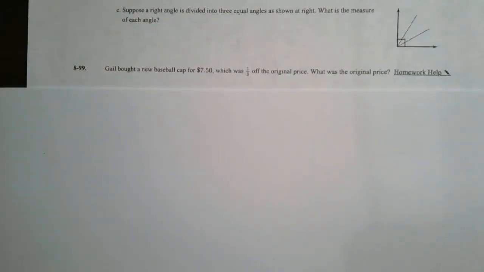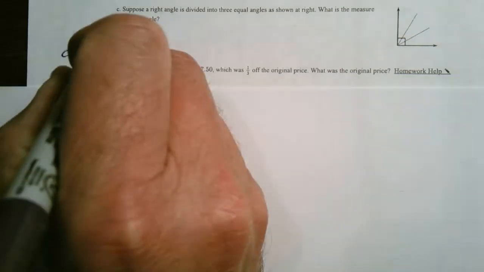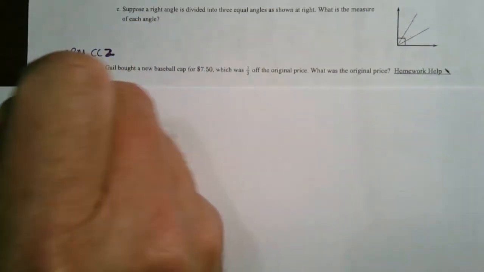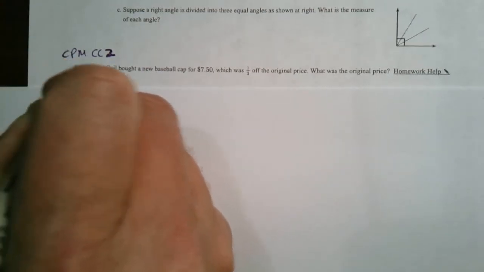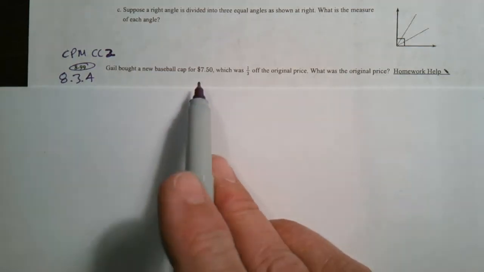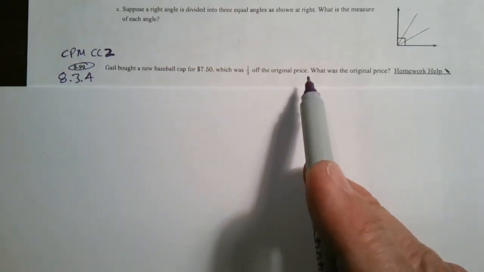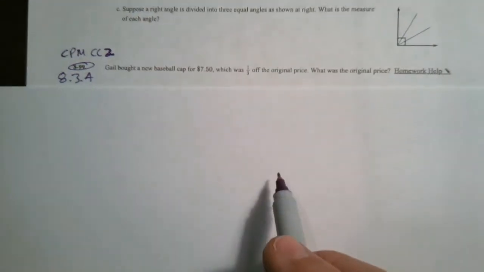We are looking at a problem that has to do with a percentage or a fraction off a price, so a discount. Instead of giving a percentage though, we're given a fraction as our discount. I'm pulling this problem from CPM, course 2, CC2, section 8.3.4, number 899. It says Gail bought a new baseball cap for $7.50, which was 1/3 off the original price. So what was the original price?